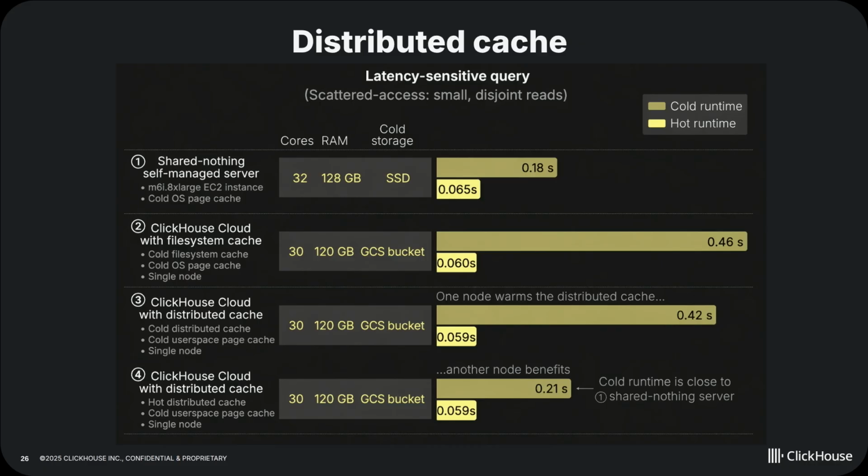With the distributed cache, the first time that we need to fetch this data from object storage, we will still run into the same issue of the cold query being a bit slower and the subsequent hot queries being faster. But the next time a different pod or a different node tries to query this data, now we don't need to go to the object storage, and we have this benefit of reaching almost performance parity with the shared nothing architecture on all subsequent cold queries.